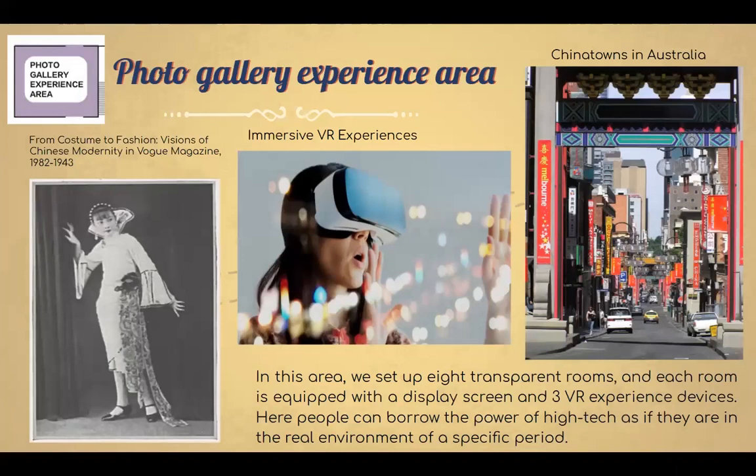Then we go to Room 5, the photo gallery experience area. In this area, we set up 8 transparent rooms, and each room is equipped with a display screen and 3 VR devices. Here, people can borrow the power of haptics as if they are in the real environment of a specific period.